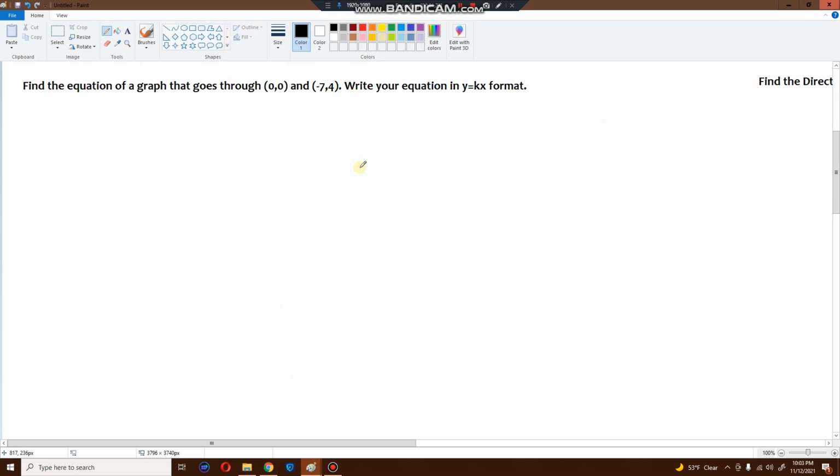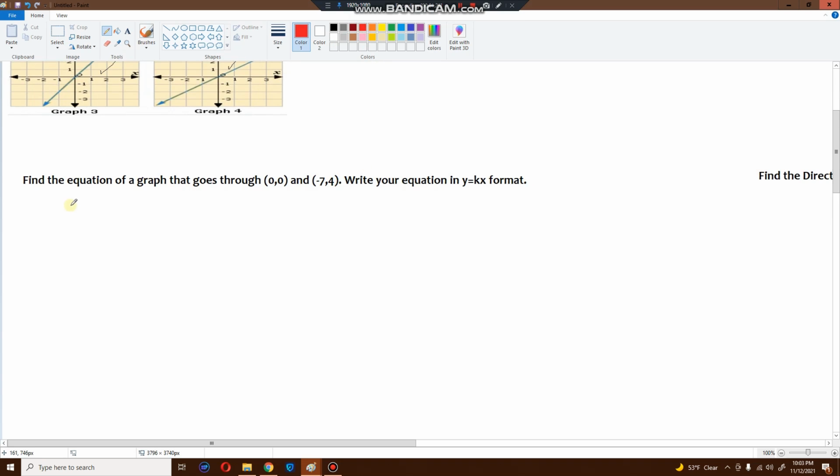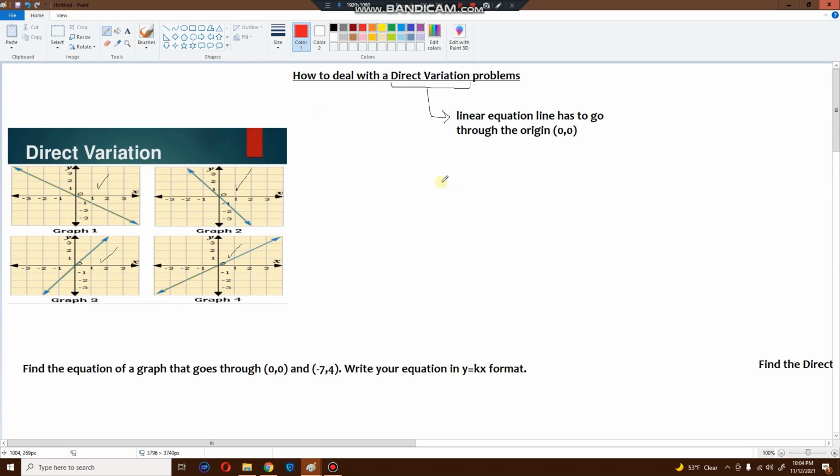Here's a typical kind of question you could get with direct variation. For example, find the equation of a graph that goes through point 0, 0 and minus 7, 4, and write your equation in y equals kx format. So first things first, there is a specific type of equation that direct variation is based on. And that equation is this: y equals k multiplied by x.